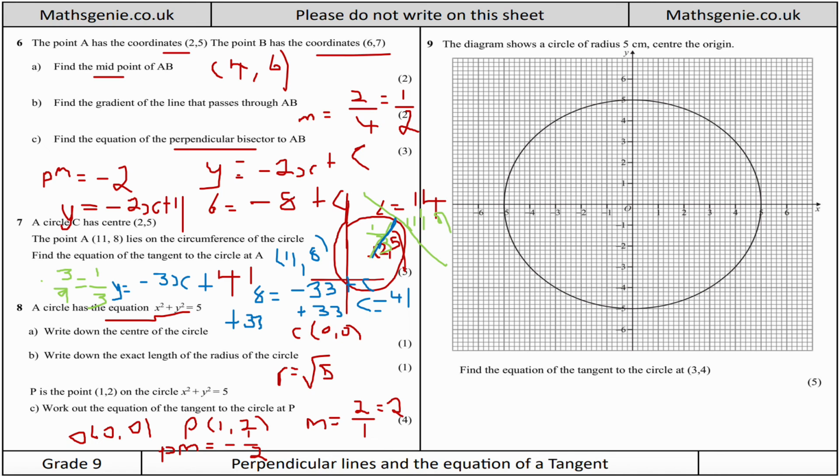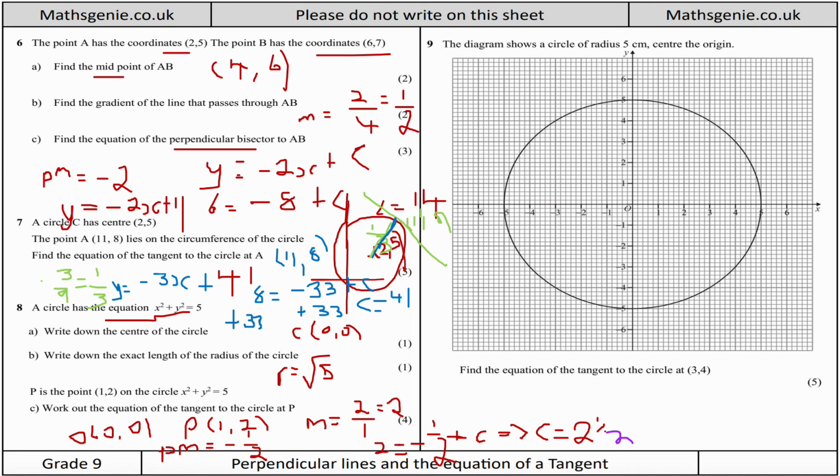Okay, so we're going to have 2 is equal to minus a half times 1 plus c. When I sub this into my equation y equals mx plus c and rearrange, I get that c is equal to 2.5.